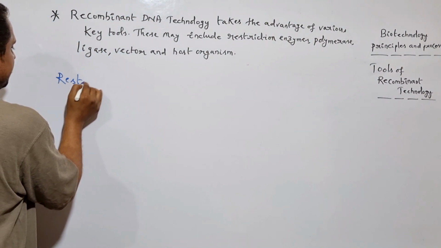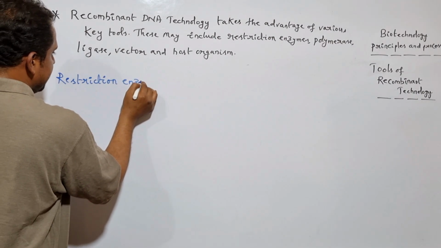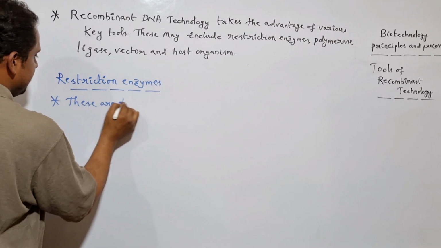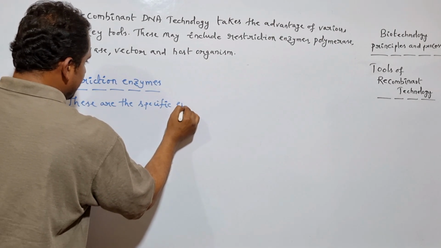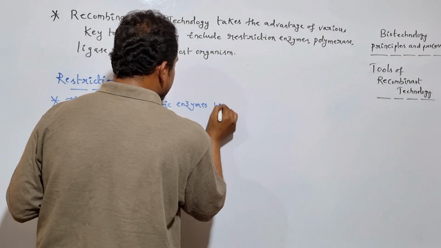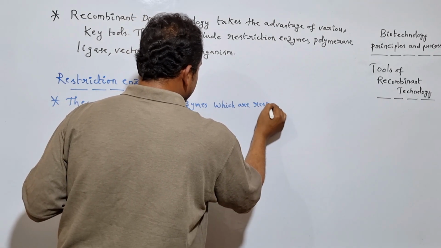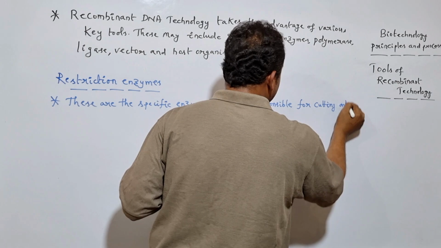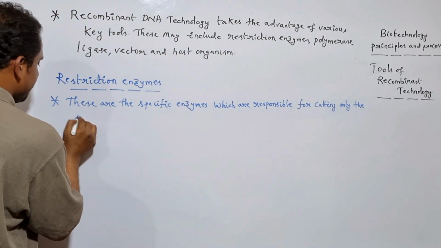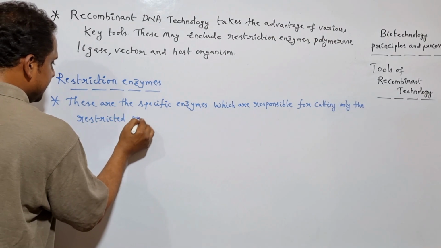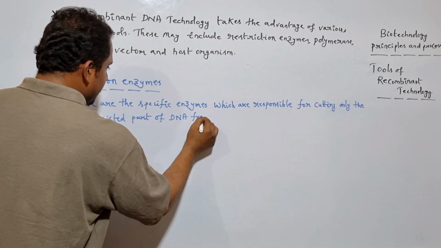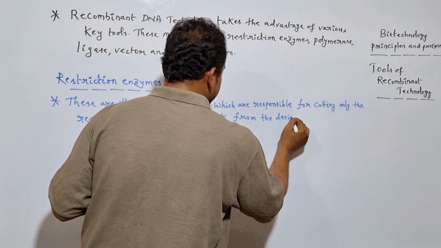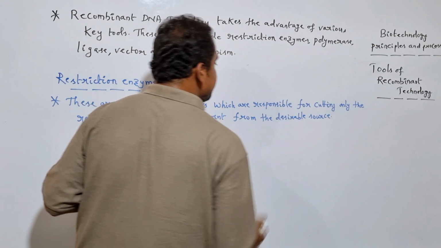Restriction enzymes. These are the specific enzymes which are responsible for cutting only the restricted part of DNA fragment from the desirable source.